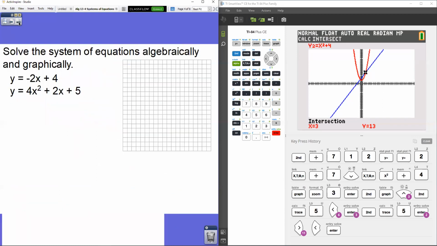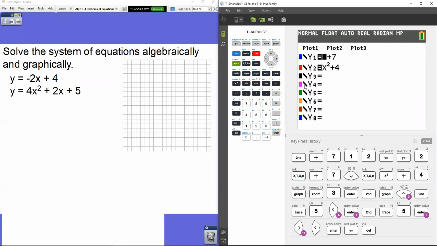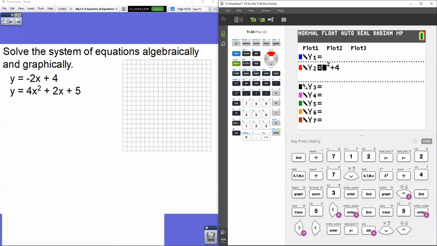All right, take a look at the next one. In this next one, this is how the homework questions look. It says solve the system of equations algebraically and graphically. So let's do it graphically first. So let's go back to y equals. Let's clear out these equations.